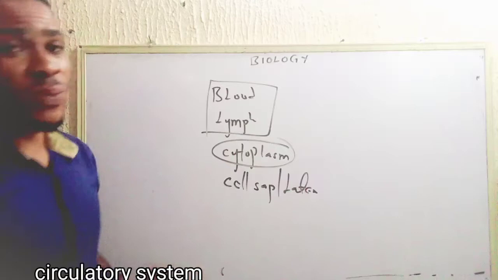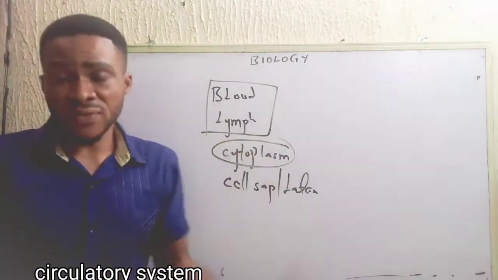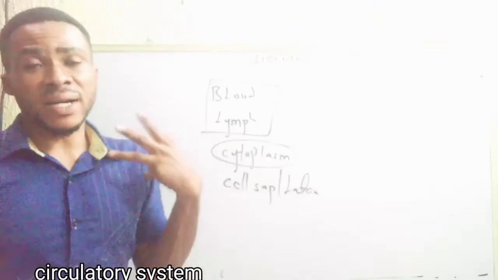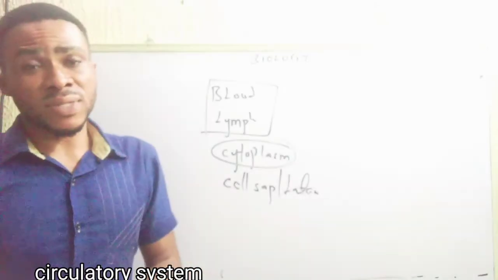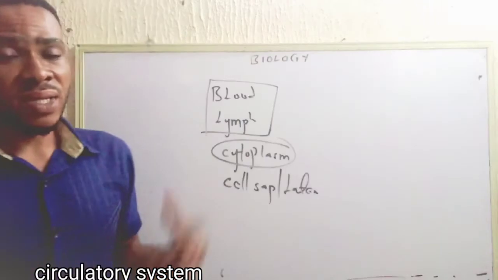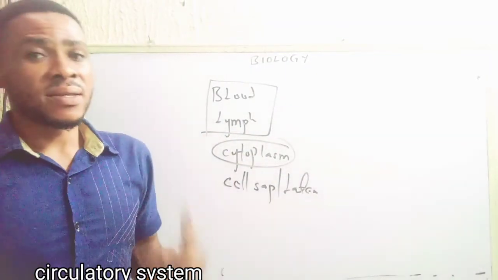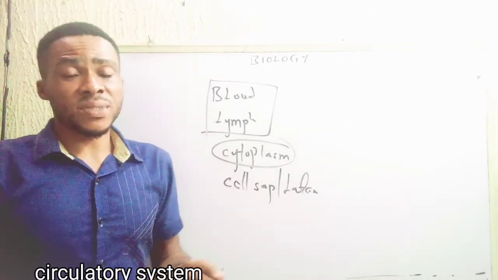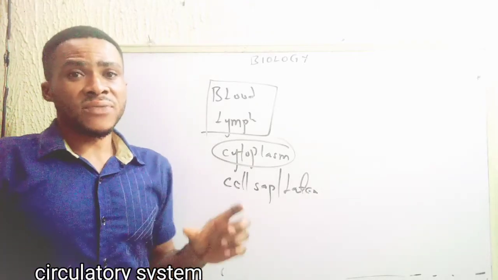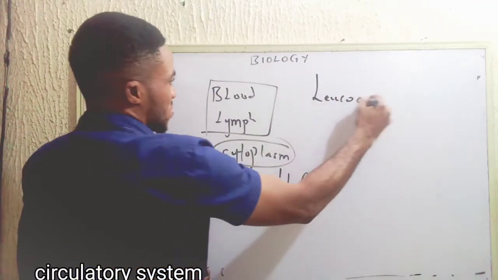Now, this blood in human beings is divided into two parts: the solid part of the blood and the liquid part of the blood. The solid part of the blood is the blood corpuscles or the blood cells. The blood corpuscles are the red blood cell, the white blood cell, and the platelets. Another name for the red blood cell is erythrocyte. Another name for the white blood cell is leukocyte.